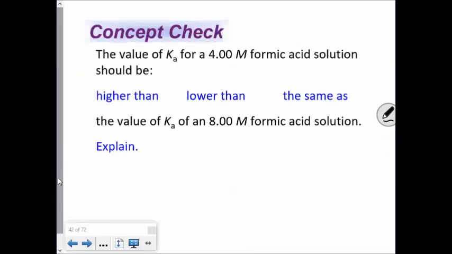All right, the value of Ka for the 4 molar formic acid solution should be higher than, lower than, or the same as the Ka for the 8 molar formic acid solution. This one isn't actually in your notes, but do take a look here and tell me what you think. Why would you say same as? It is the same reaction, yes. Then it doesn't change, because there's no heat. Good, yes, it is the same as, because the only thing that can change the K value is what? Temperature, and we're not saying we're changing the temperature, so the Ka would have to stay the same.